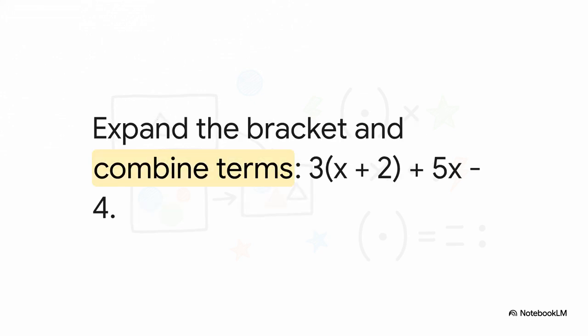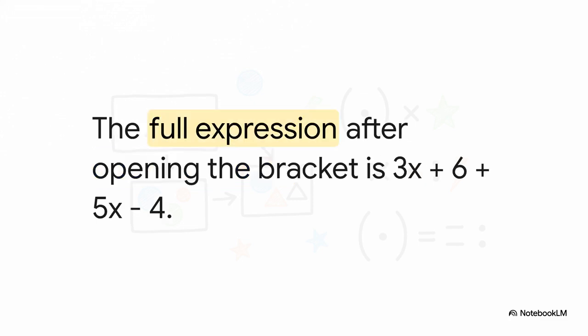Example 3 is an advanced distribution problem. 3 times the quantity x plus 2, plus 5x minus 4. Now, I know this problem is basically trying to overwhelm you by throwing those extra terms at the end. But don't panic. Just stay focused on the bracket house first. We have a 3 outside and an x plus 2 hanging out inside. Before we even think about doing anything else, we have to safely open the bracket house. We distribute the 3 to the x, getting 3x. Then we distribute the 3 to the 2, which gives us +6.